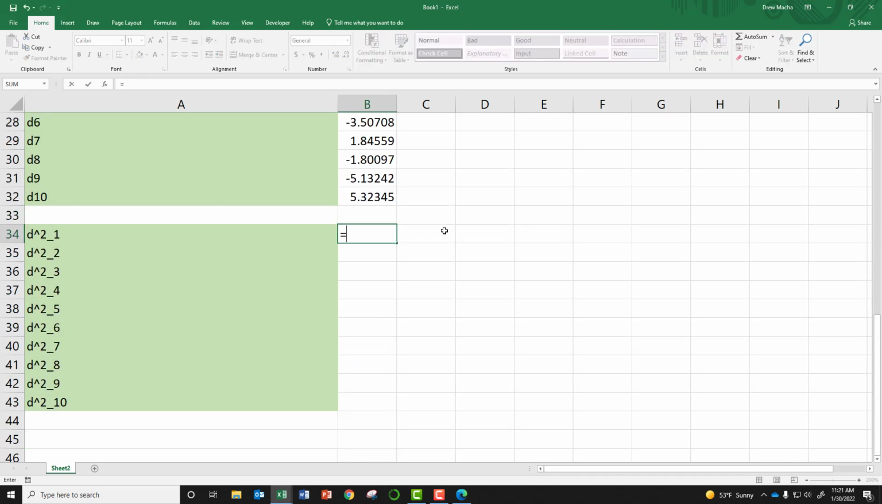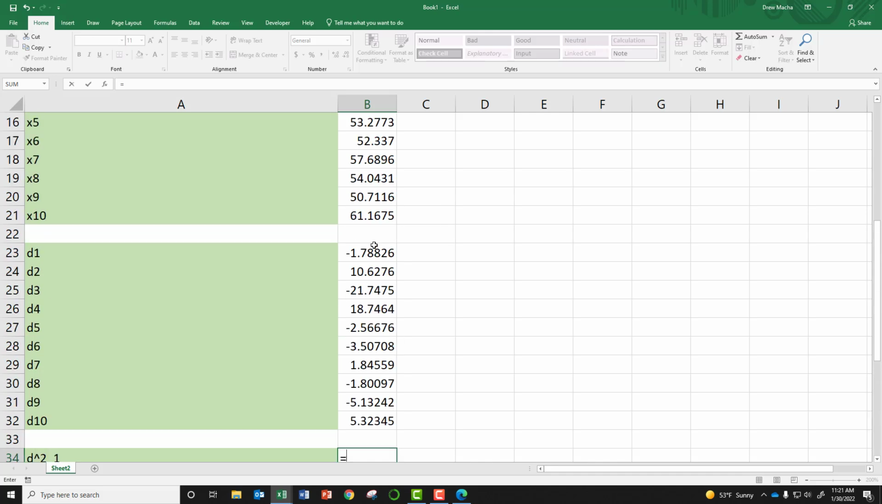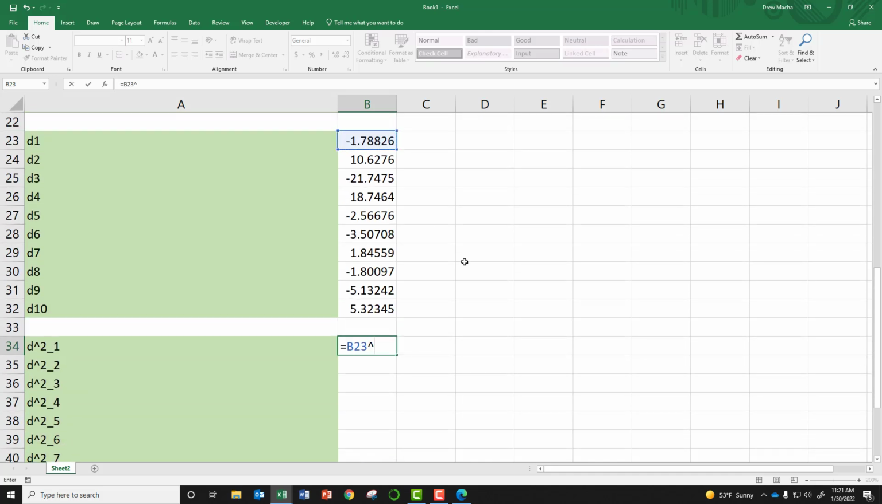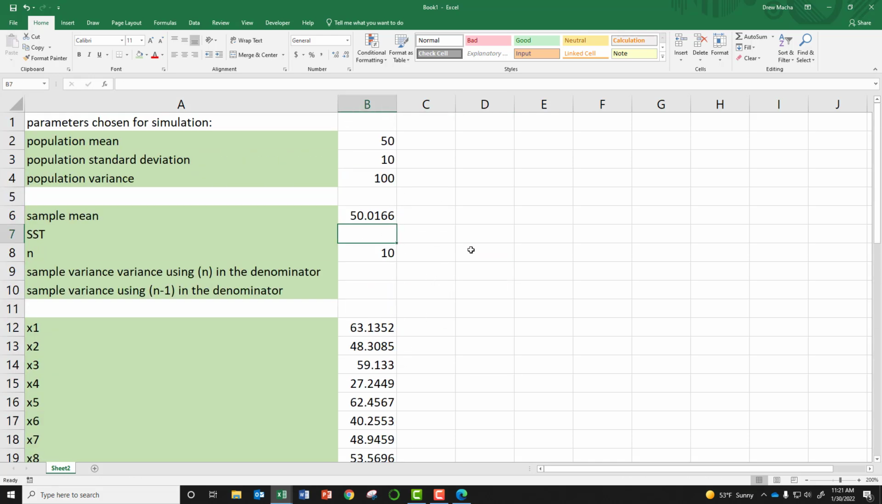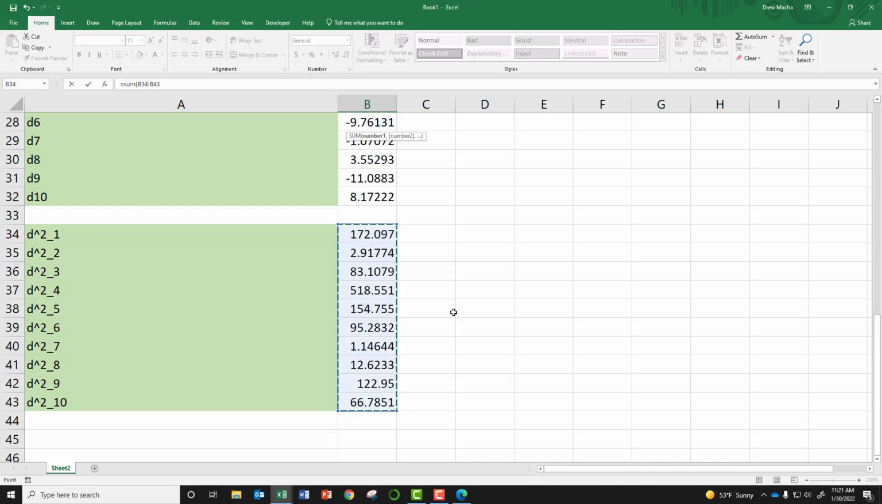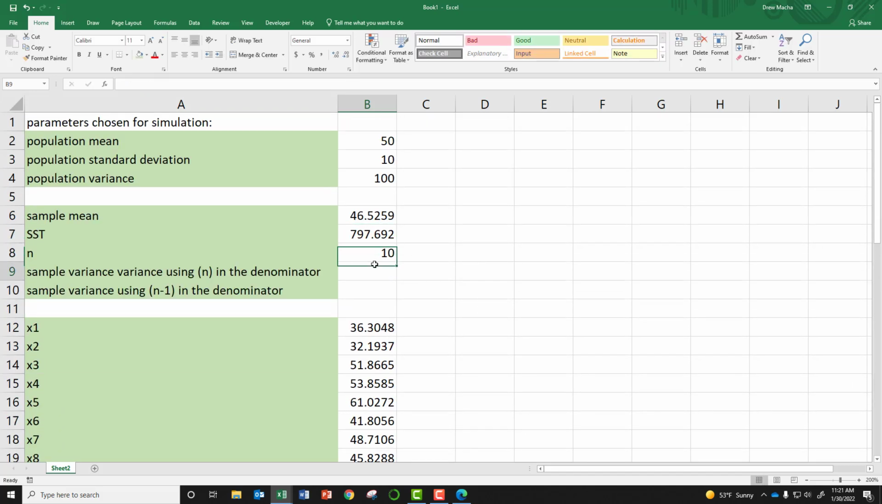Okay, and when I want to square these, I will just do equals, reference one of those deviations, and then caret 2 to square it. And I have 10 different squared deviations. For SST, remember that's the sum of all the squared deviations. So I type equals sum, open parentheses, and I'm going to select all the squared deviations, close parentheses, and I have an SST value calculated.